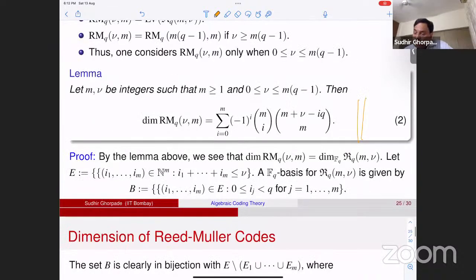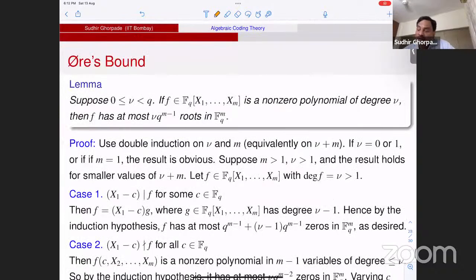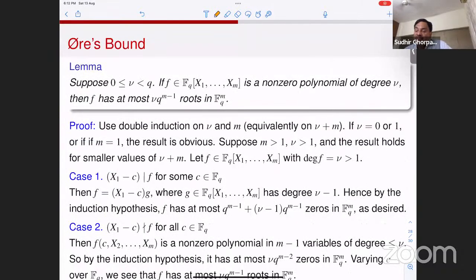So there is a classical inequality, proved by Øystein Ore, which says what is the maximum number of zeros that a polynomial in m variables of degree at most nu can have in F_q to the power m, and that bound is given by nu times q to the power m minus 1. This is an interesting bound if nu is less than q. That's exactly the case when the code has dimension m plus nu choose nu.